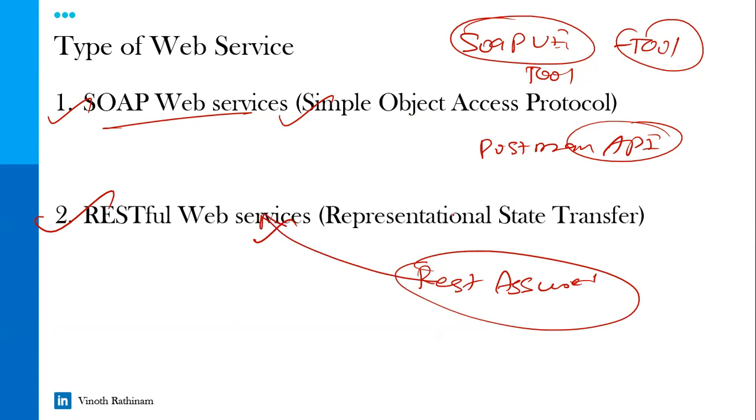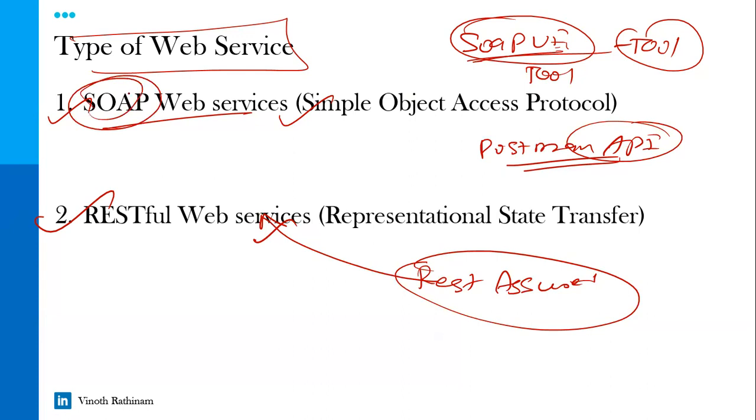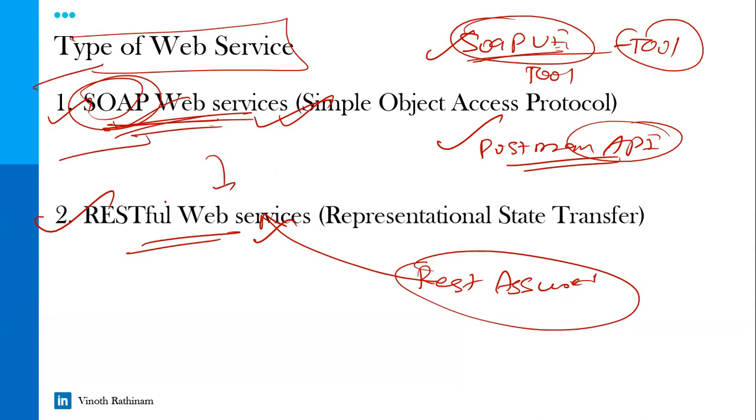Postman, these are all tools. This is where most people get confused. Web service itself is not a tool. It is a way of communication, but these are all tool names. So you must understand the difference between the way of communication and the tool. First we are going to focus on the SOAP UI tool. In that tool, how can we do web service using SOAP UI? Once this is done, then we will move on to RESTful.